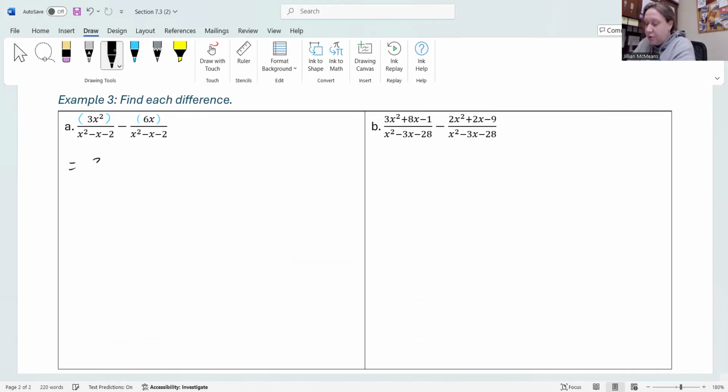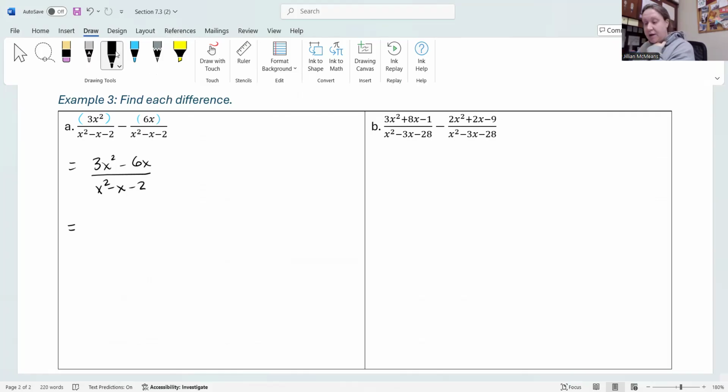We get 3x squared minus 6x. You don't really have to do any distributing here. There's just that single term in both numerators. The denominator is x squared minus x minus 2. So we've subtracted the numerators, we've put it over the common denominator. Now at the end is when we want to factor and simplify.